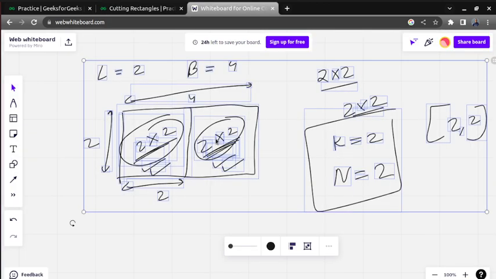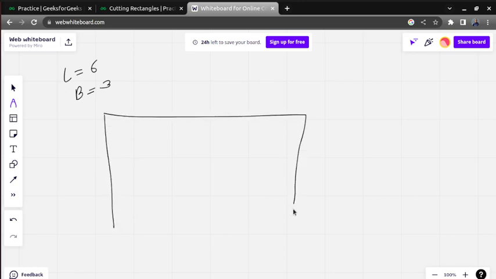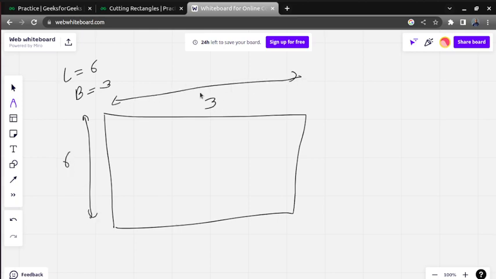This time the length given to us is 6 and the breadth given to us is 3. So it will be something like this. Now again what we need to do is cut it into pieces so that they are equal. Now, what are the possible ways we can do this?